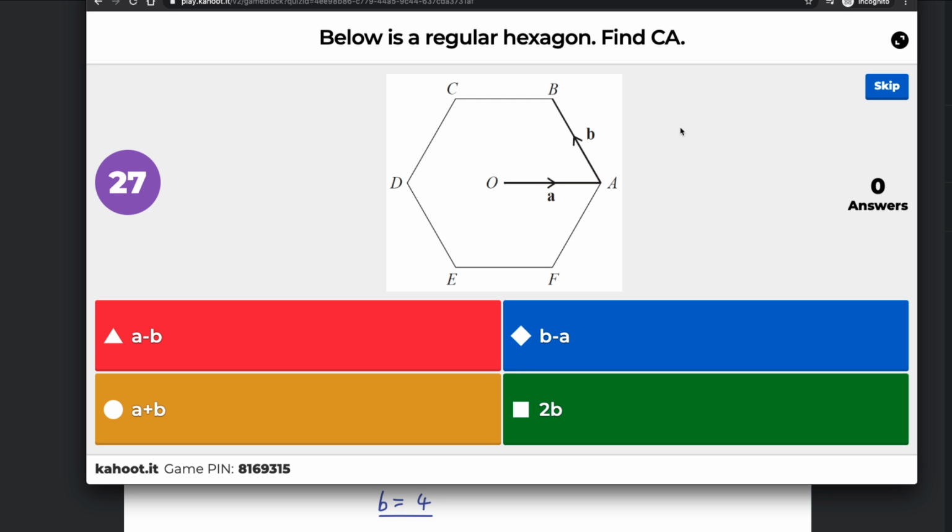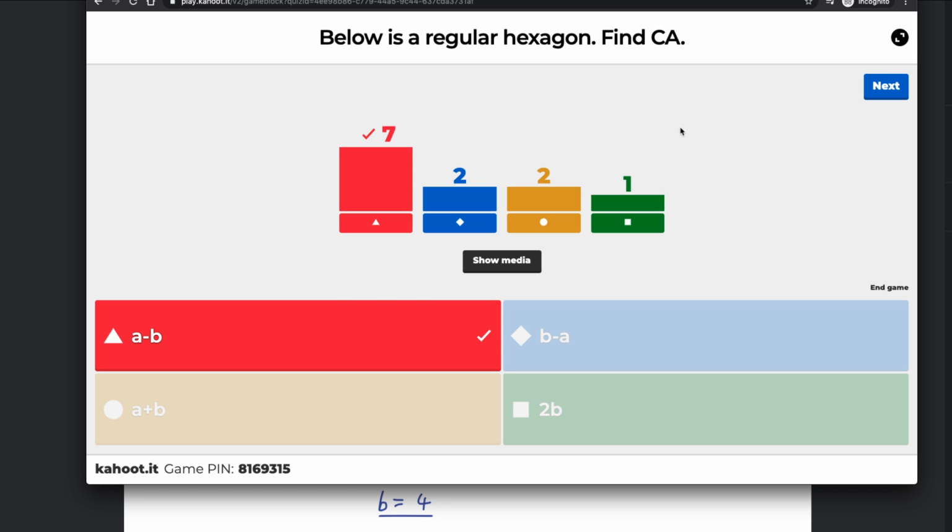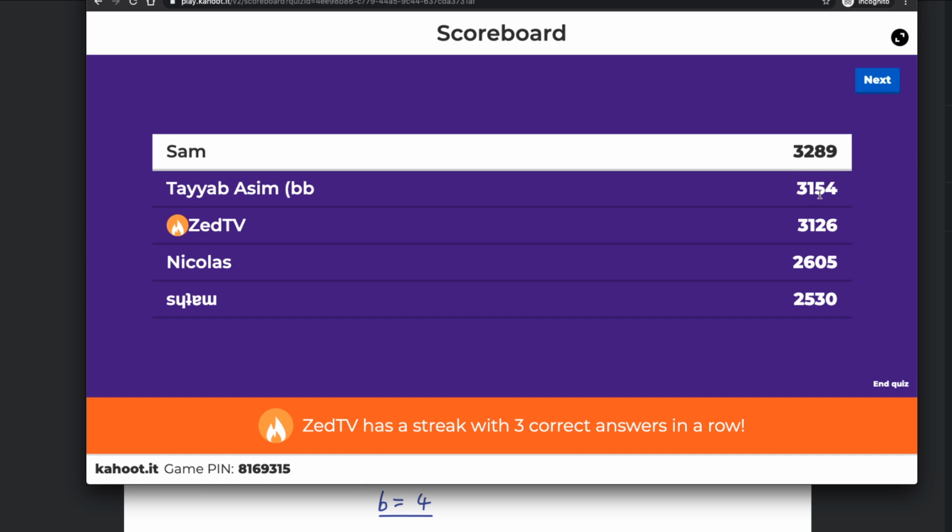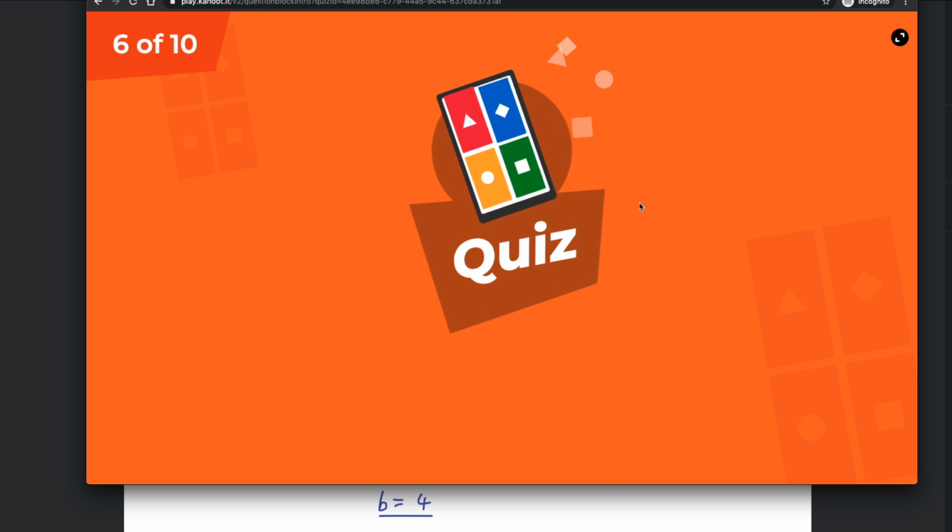Yeah, it's easy to mess up on these. Below is a regular hexagon. Find CA. A regular hexagon. That's key. Find CA. Oh, fast timer on this one. Ooh, you have to be fast. Yeah, A take B. So that top side was also equal to A. Sam, pulling away. Let's go ZTV. He's on a streak.